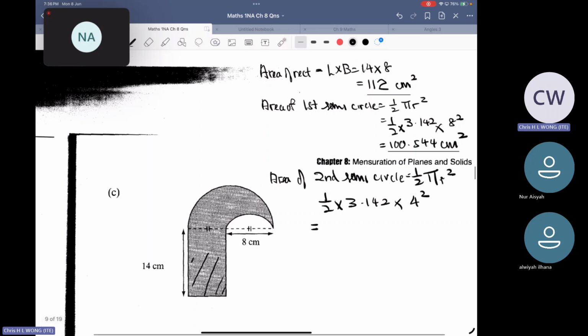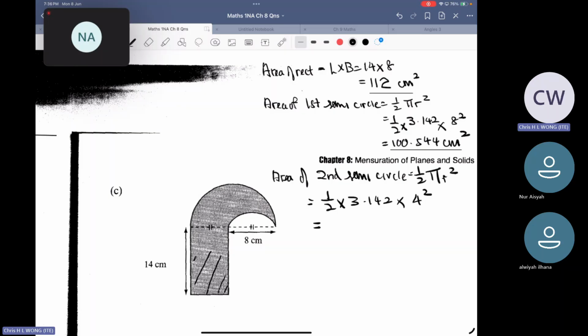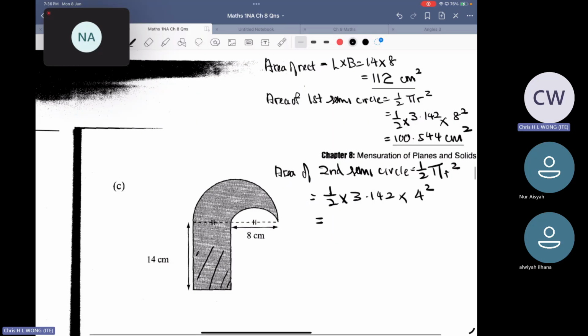Equals to, okay, 16, right? So you have 16 times 3.142 divide by 2 give me 25.136, right? Is it correct? 25.136 cm square. Yeah. Total area? Total area? Okay, you tell me. I underline because I need it. Total area?